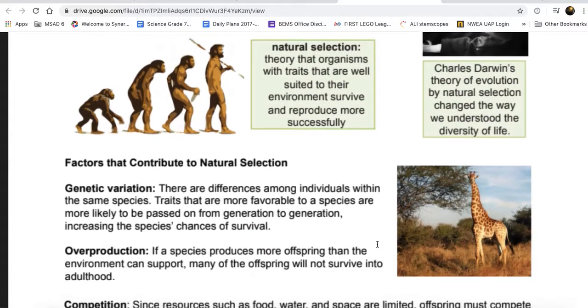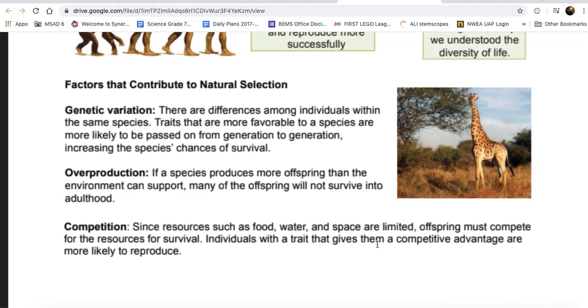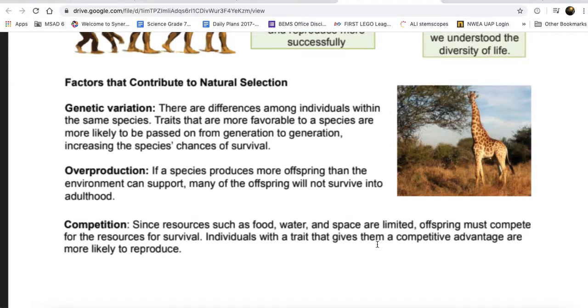Scrolling down now. Factors that contribute to natural selection. Here are 3 factors. Genetic variation. There are differences among individuals within the same species. Traits that are more favorable to a species are more likely to be passed on from generation to generation, increasing the species' chances of survival.